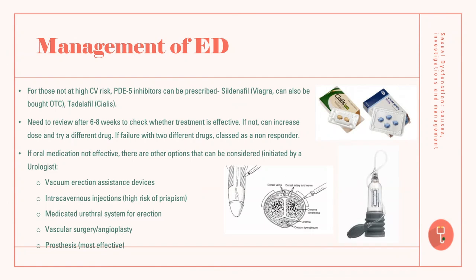What their preferred treatment would be. They can have a medicated urethral system. They might need vascular surgery or angioplasty if they've got a vascular cause of their erectile dysfunction, or they can have a prosthesis, which is the most effective option, but obviously, again, one of the most invasive and one that we wouldn't offer as a first line to people. This would be down the line if they're a non-responder to several other treatments.